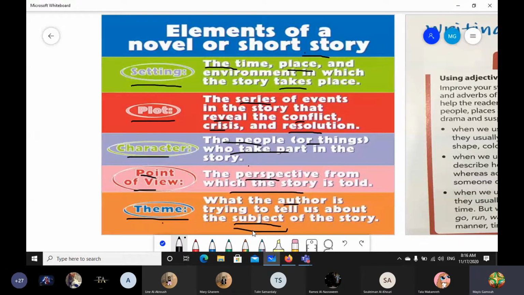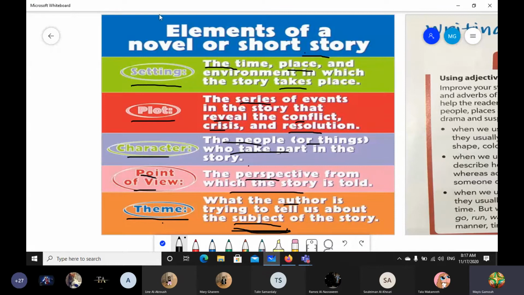What is the topic of the story? What is the story talking about? Is it a story regarding maybe a mystery? Is it a story regarding a real event, a real story? So the theme tells us the subject of the story.